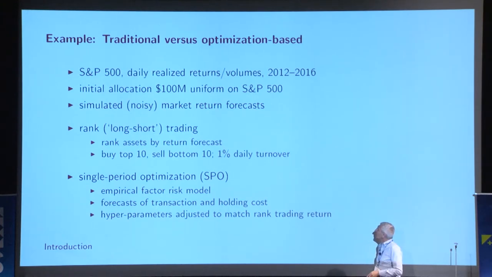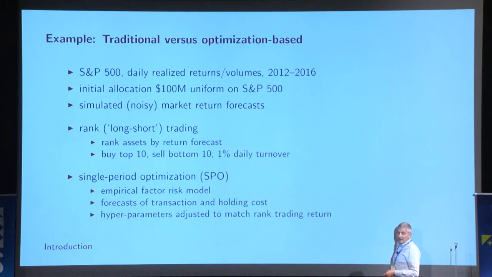Okay, and we'll do something like rank trading. You buy the top 10, sell the bottom, and you set 1% daily turnover. And then we'll do single period optimization, and we'll use an empirical factor risk model. I'll talk about all these things later. We'll use the forecast of transaction and holding cost. Transaction cost you have to forecast because it's going to depend on the volume and the volatility. We'll talk about that in some detail.